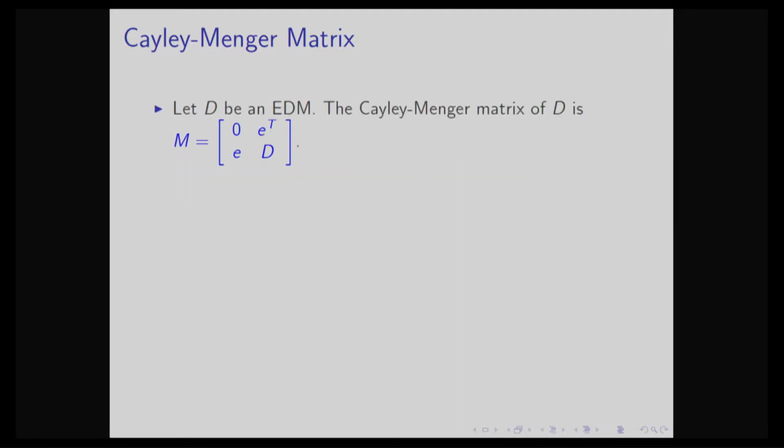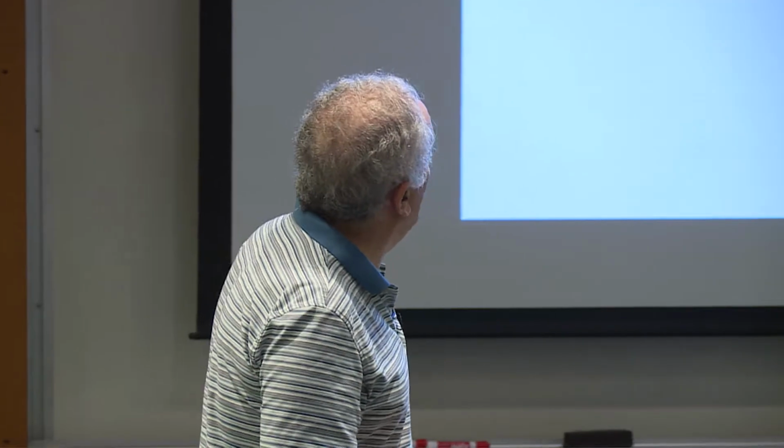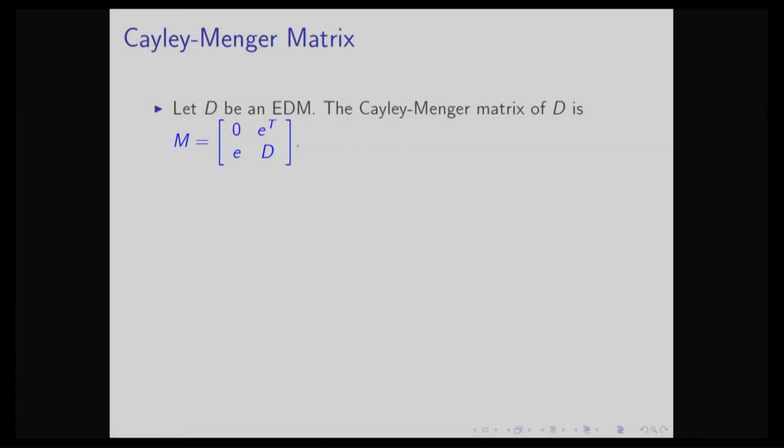Okay, now for Cayley-Menger matrices. In the 30s and 40s, when people dealt with distance matrices, usually they dealt with Cayley-Menger matrices. So what are the Cayley-Menger matrices? If you have an EDM, D, then you can add a row this way and a column this way. Remember, E is the vector of all ones. This matrix M is a Cayley-Menger matrix. Notice that M is n plus 1 by n plus 1, so it's one order more than D.